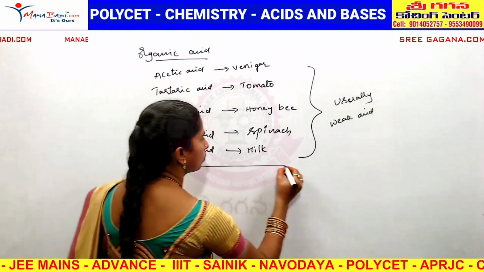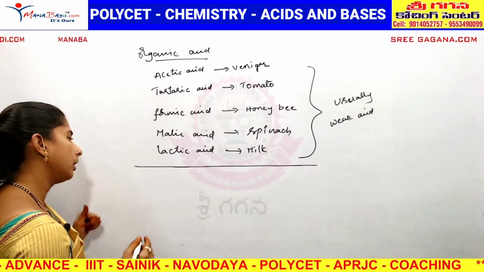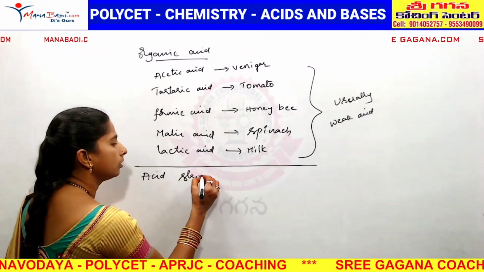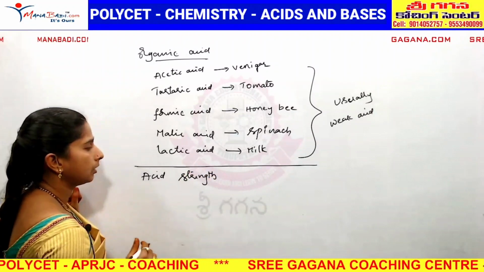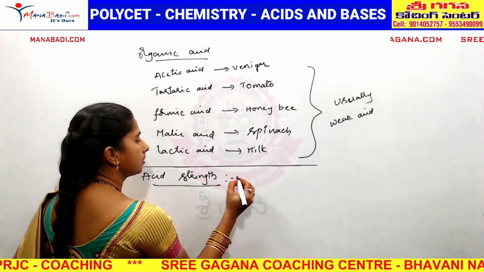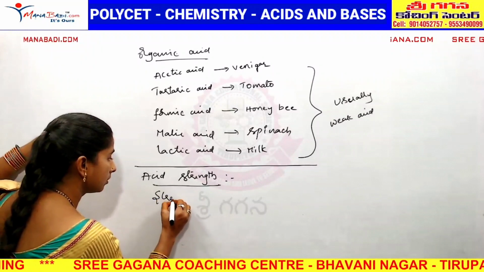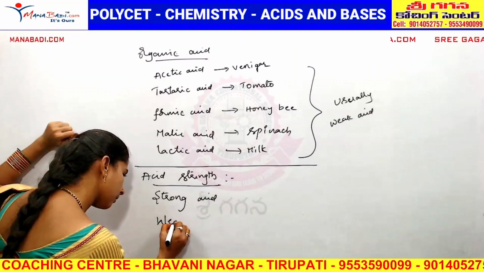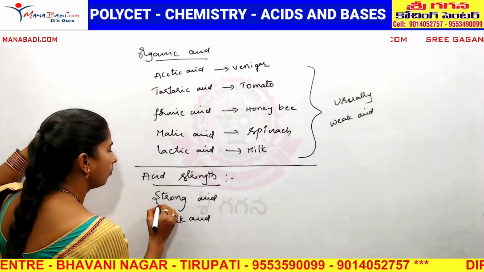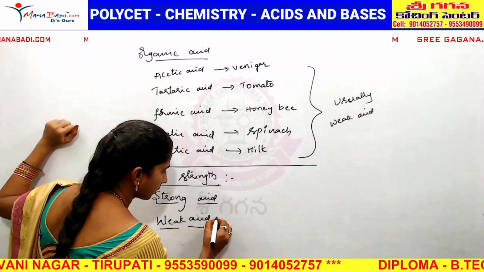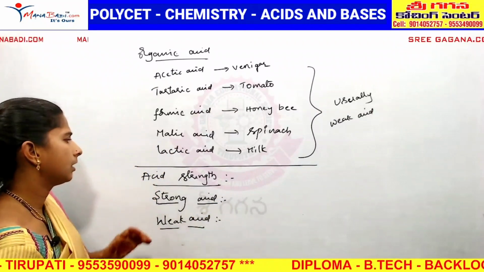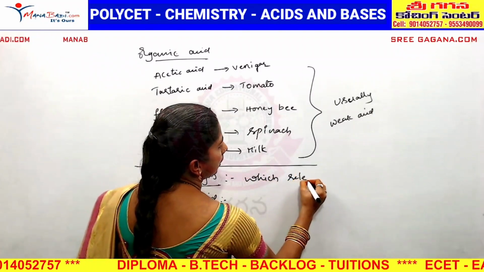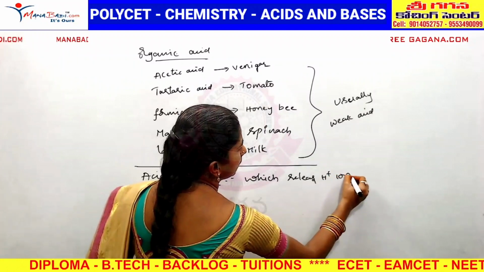Again, one point raised: what is a weak acid? Acids are classified based on their strength. Based on acid strength, again two types are there: one is strong acid, another one is weak acid. What is a strong acid? What is a weak acid? What is an acid? Which releases H plus ions, that is an acid.